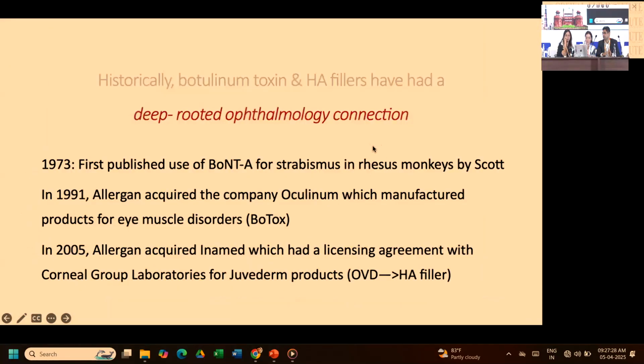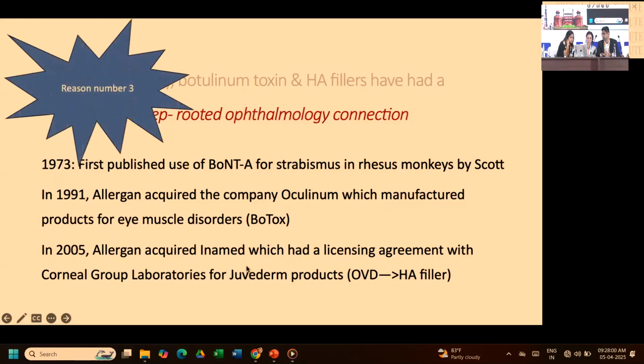The third reason is that botulinum toxin as well as hyaluronic acid fillers have had a deep-rooted ophthalmology connection. In fact, the first published use of the toxin was for strabismus in the rhesus monkeys in 1973. And the hyaluronic acid filler is derived from our ophthalmic viscoelastic devices, which were initially manufactured by the Cornell group for intraocular use during cataract surgery, and then later acquired by AbbVie, which makes one of the most popular products in the market, Juvederm.